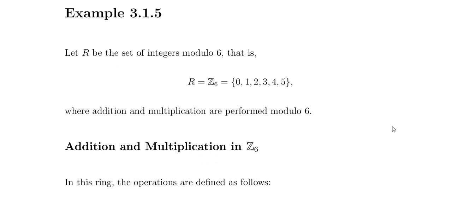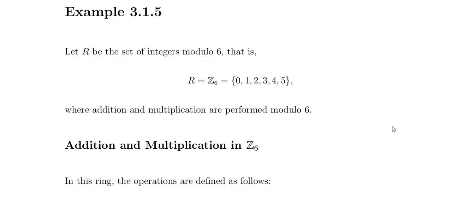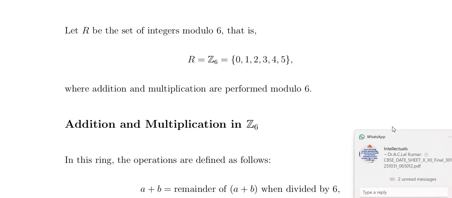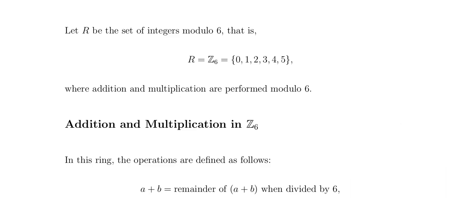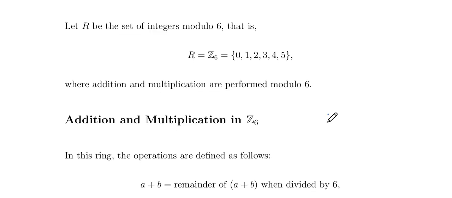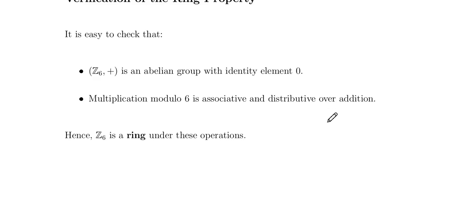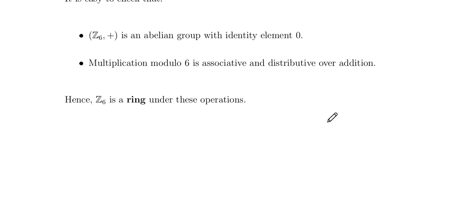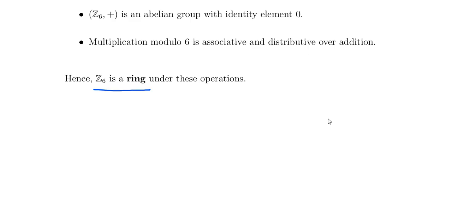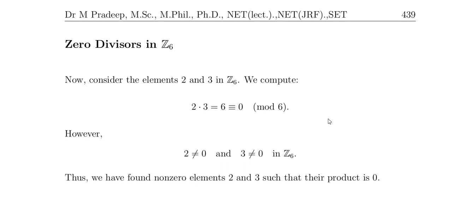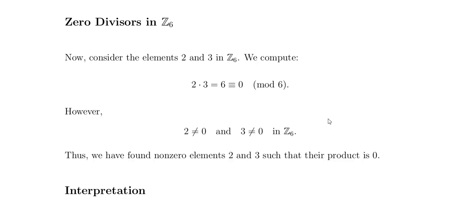Another example is the set of integers modulo 6: 0 1 2 3 4 5. Here 6 is not a prime number, it's a composite number. So Z7 is a field, but Z6 is not. With the same idea of modulo, Z6 under addition is an abelian group with identity element 0. Multiplication modulo 6 is associative and distributive is satisfied. So Z6 is a ring under this operation. But multiplicative inverses do not exist for everything, and there are zero divisors. Here 2 into 3, multiplying the two elements gives 6, and 6 modulo 6 is 0.